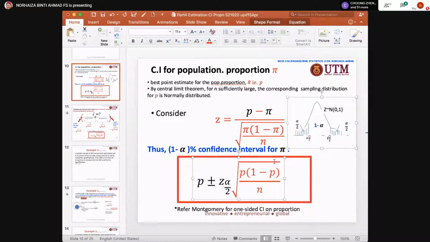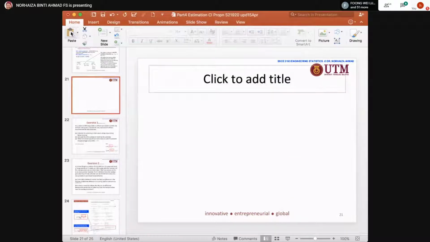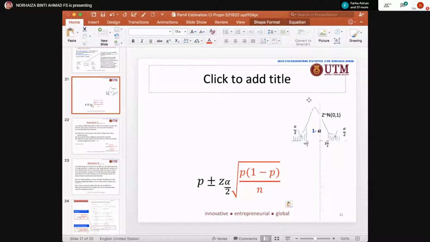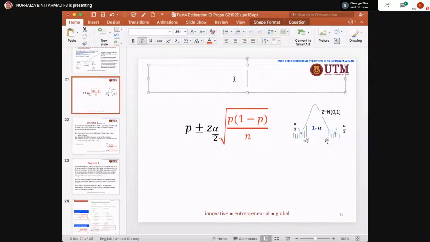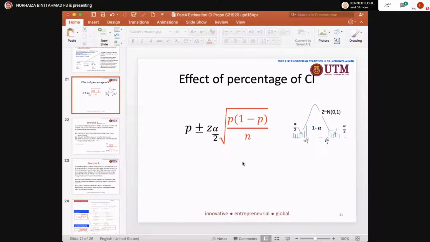I'm just going to give an example of a single population mean. The effect of 1 minus alpha, the percentage of the confidence interval.